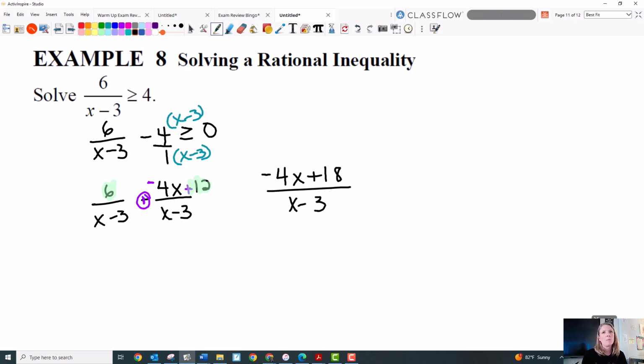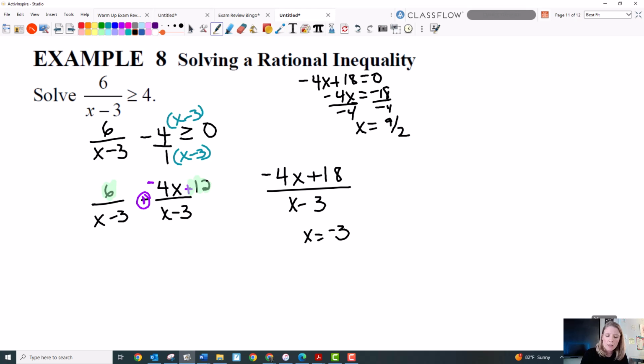Now I'm going to do it the same way as I did before. I'm going to set the top and bottom separately equal to 0. So if I set negative 4x plus 18 equal to 0, I minus the 18. I divide by the negative 4, and I get 9 over 2. And then the bottom, I get 3.